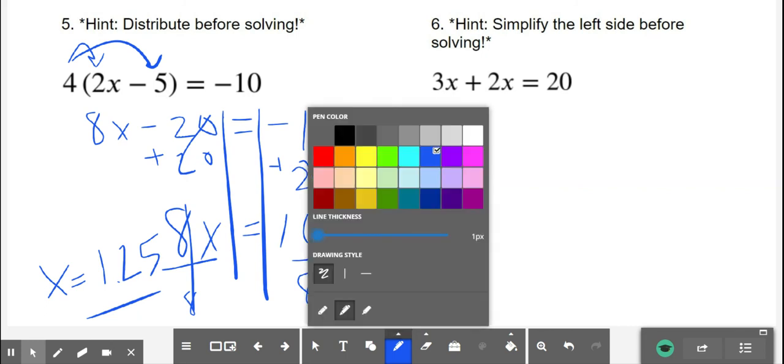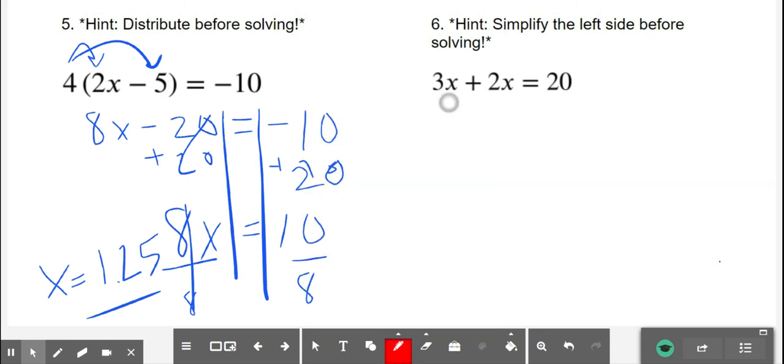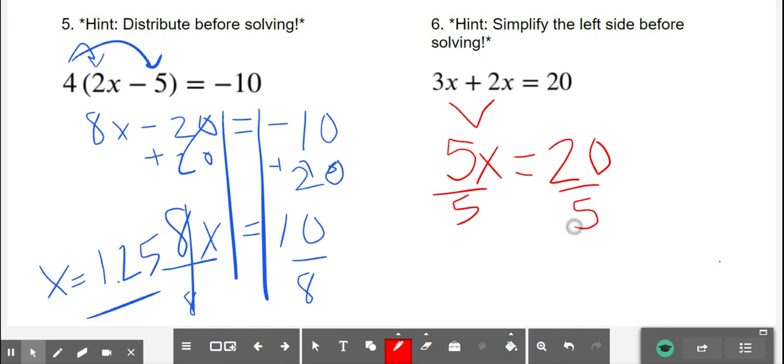The last one looks a little difficult, but it's really quite easy because all you have to do is add these terms together first. 3x plus 2x is 5x. And now this is just a one-step equation. 5 times x equals 20. So if we divide by 5, we get x equals 4.